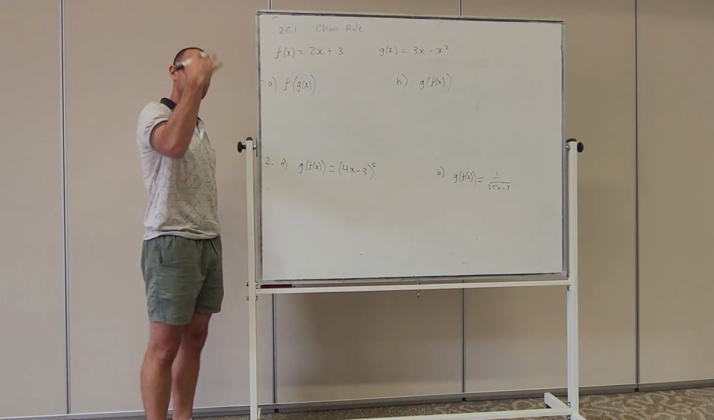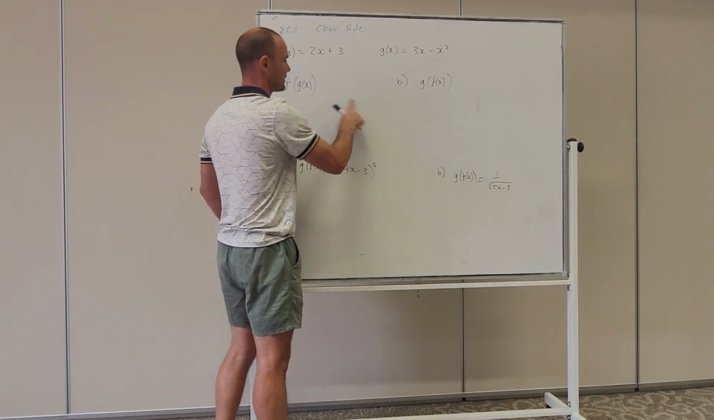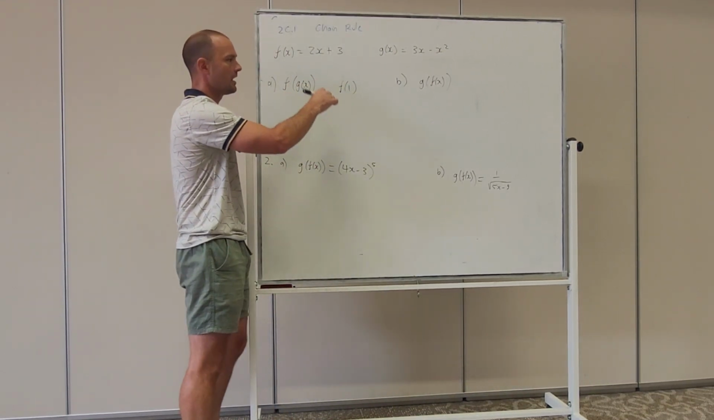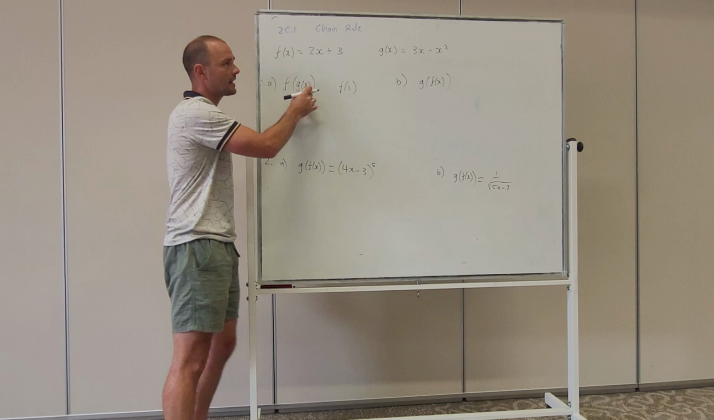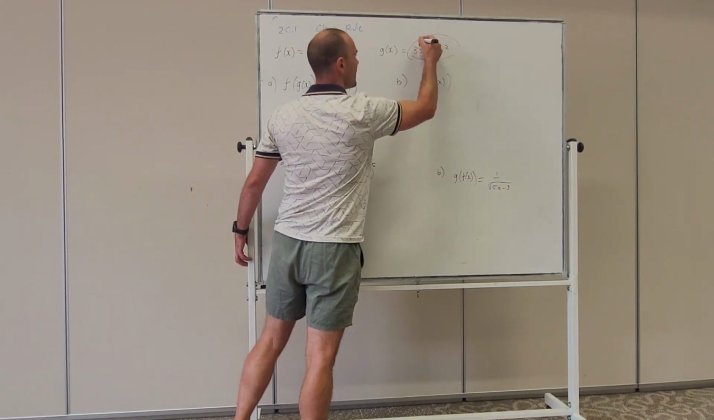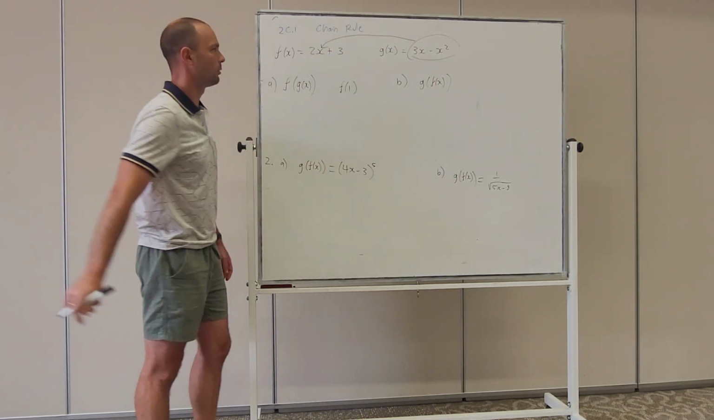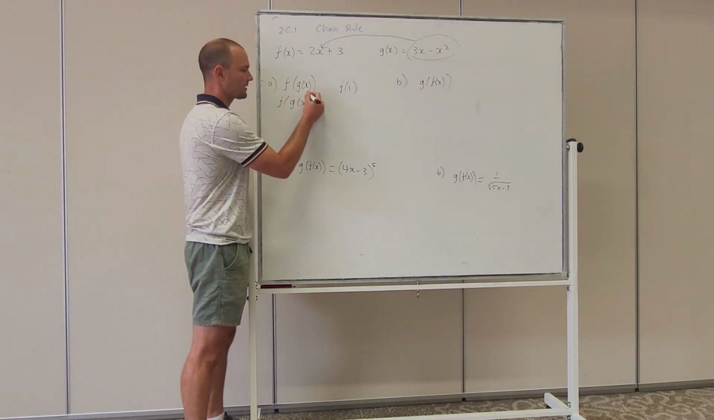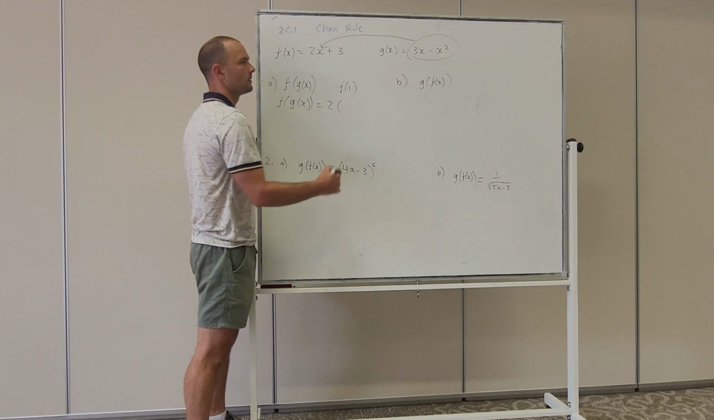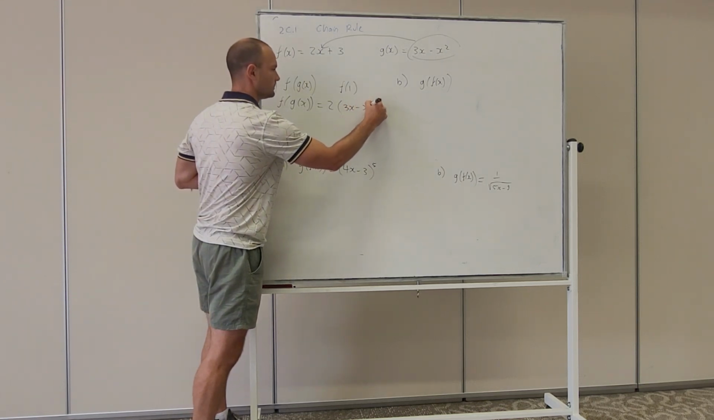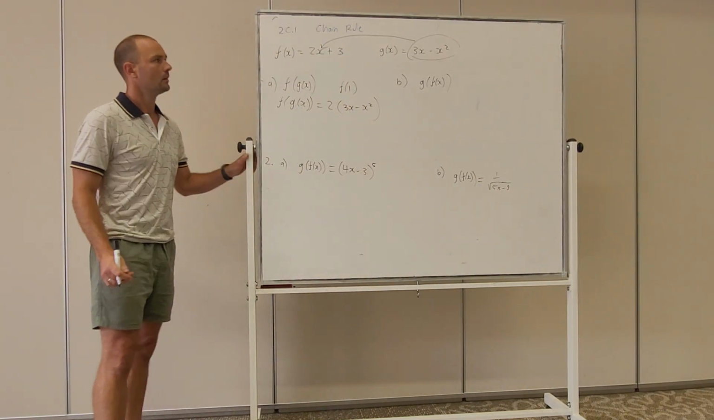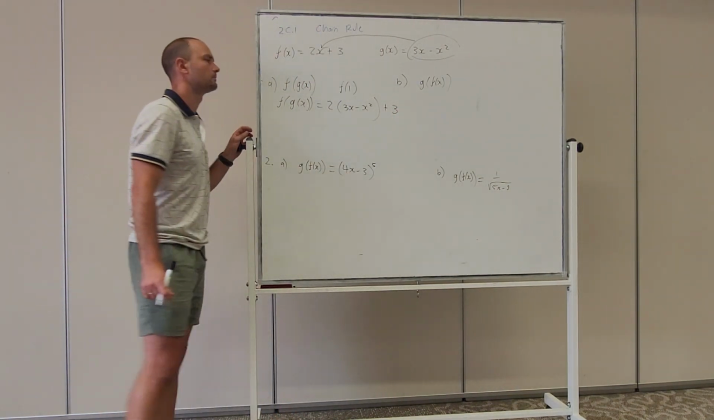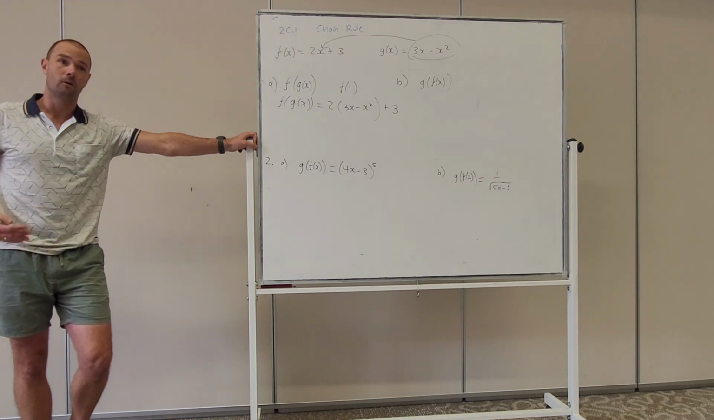So everywhere there's an x, maybe just to remember, if we're finding f of 1, we're putting the number 1 everywhere there's an x. If we're finding f of g of x, we're putting the whole function everywhere there's an x. So we're going to put that whole function right there. So f of g of x is 2 times (3x take x squared), plus 3. Okay, so that's f of g of x.